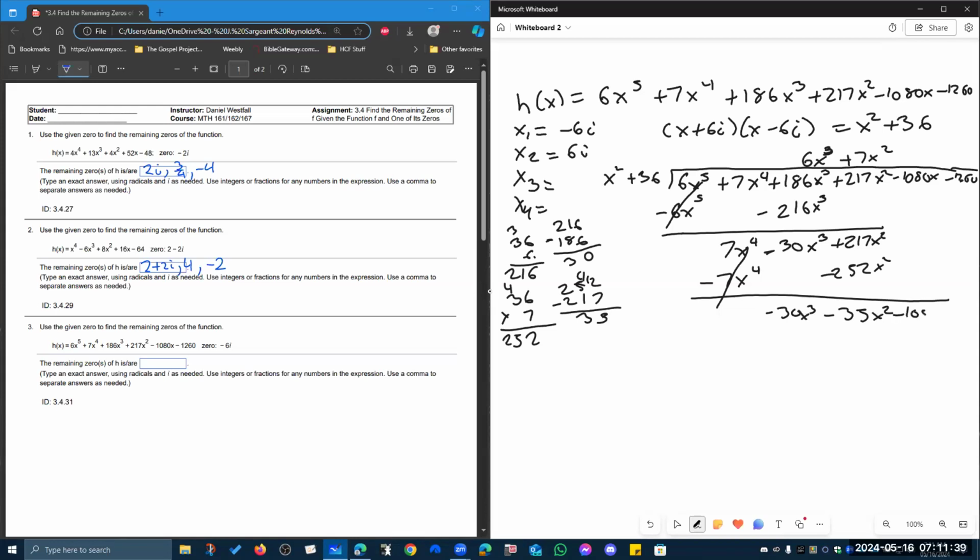And bring down. This will be negative 30x. 36 times 30 is 1080. This is negative 30x to the third minus 1080x. Change my signs and add. Negative 35x squared minus 1260.